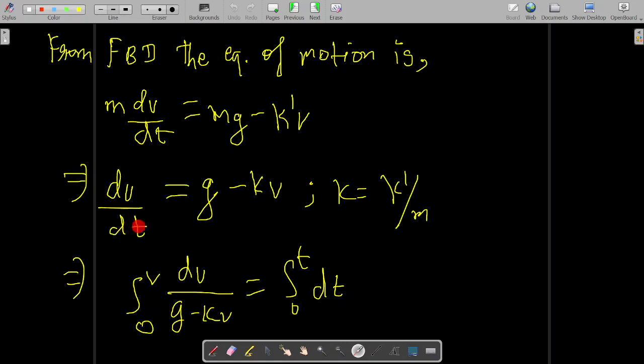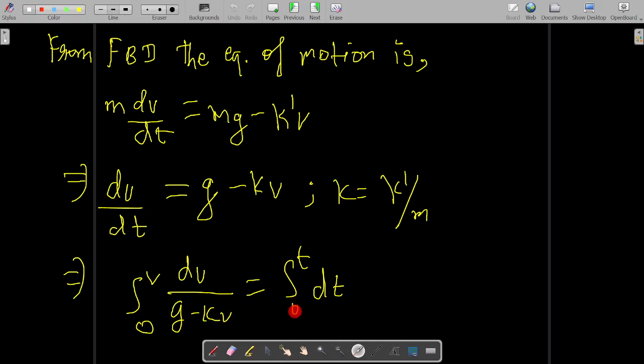Now never say that this dt is being multiplied on both the sides. It is not like that. I have already told you that this is a differential quantity, not a simple digit. So you cannot call it multiplying dt on both the sides. Okay, so dv divided by g minus kv, integration 0 to v, and dt is over here, so integration 0 to t.